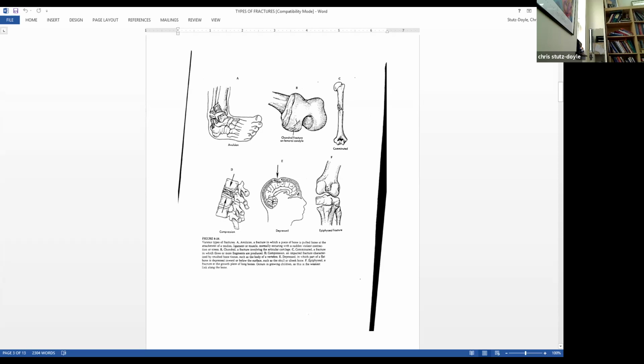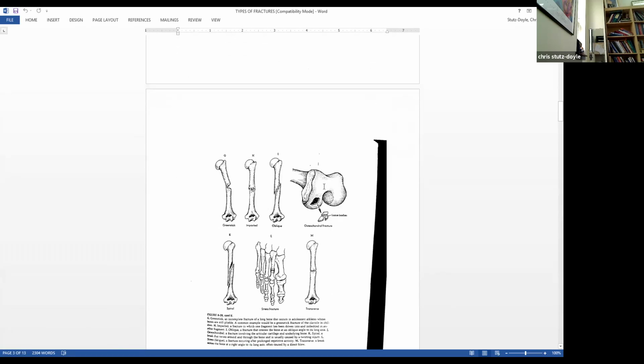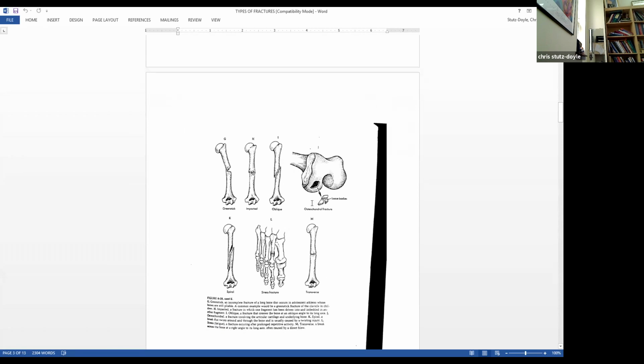Compression fracture is when the two bones approximate, or more than two bones approximate. Green stick fracture, we said that last semester too. A green stick fracture is not called a complete fracture. Remember we said it's something like a twig. If you bend it, it breaks on one side, and the integrity is maintained on the other side. So green stick fractures you see in children.